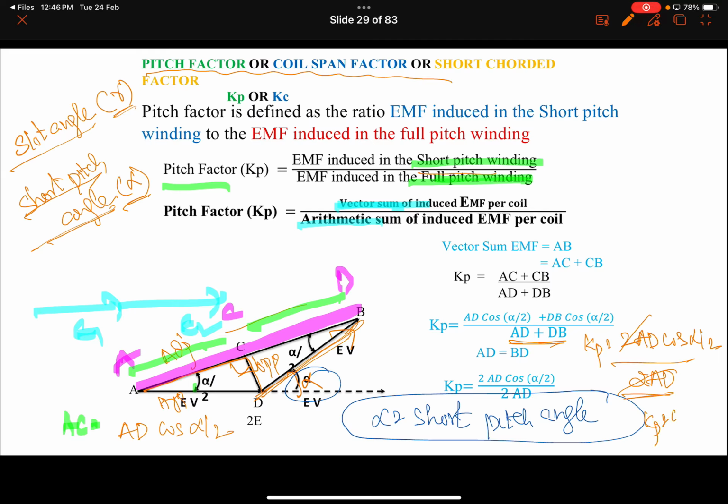So what I'm left with here is Kp equal to cos alpha by 2. This is the pitch factor conclusion. The pitch factor formula is cos of what is alpha there? Short pitch angle, half of the short pitch angle here. Cos of half of the short pitch angle. So ultimately pitch factor is the voltage generated in the short pitch by the voltage generated in the full pitch. Okay, we'll just conclude this class now.